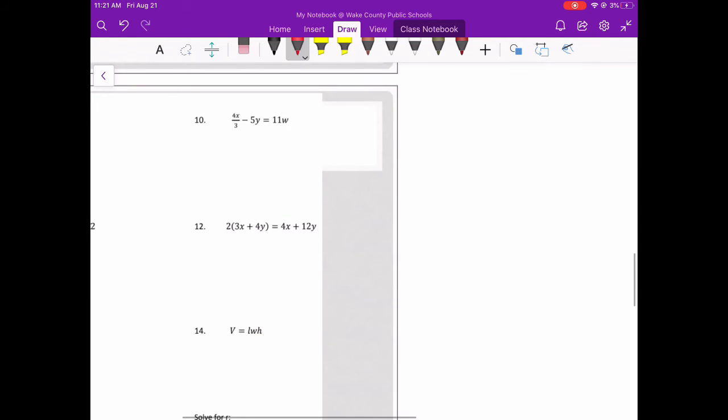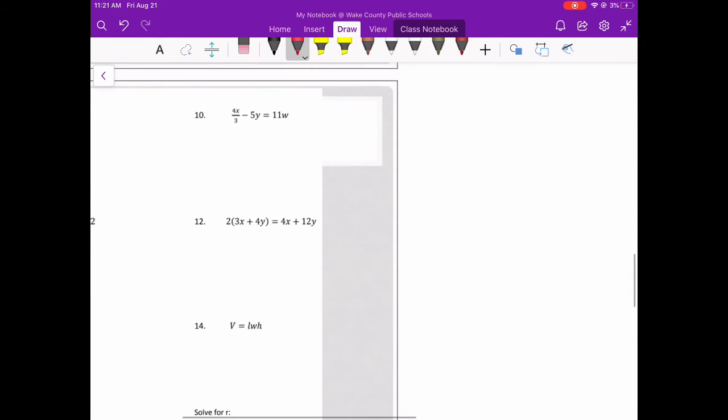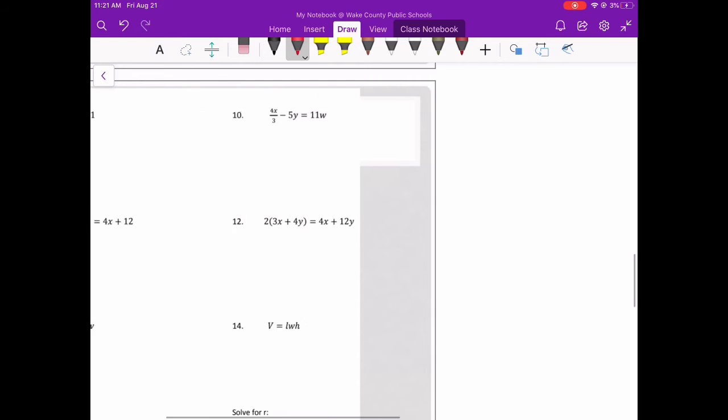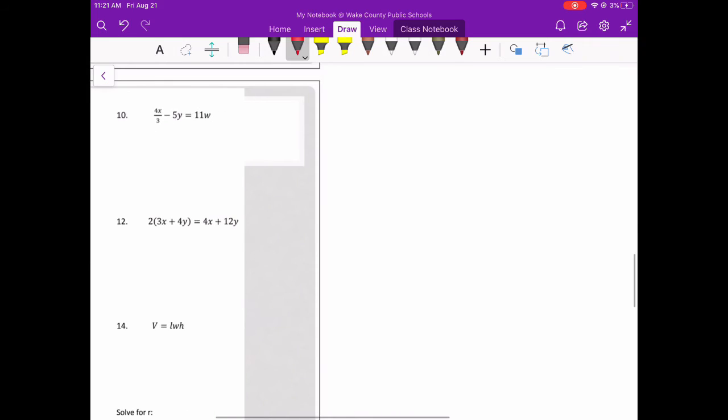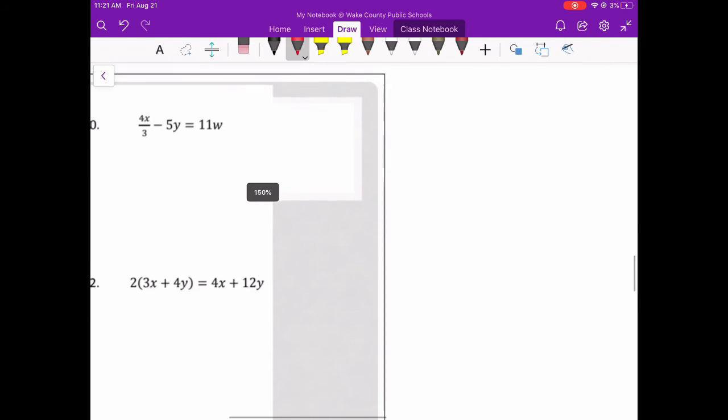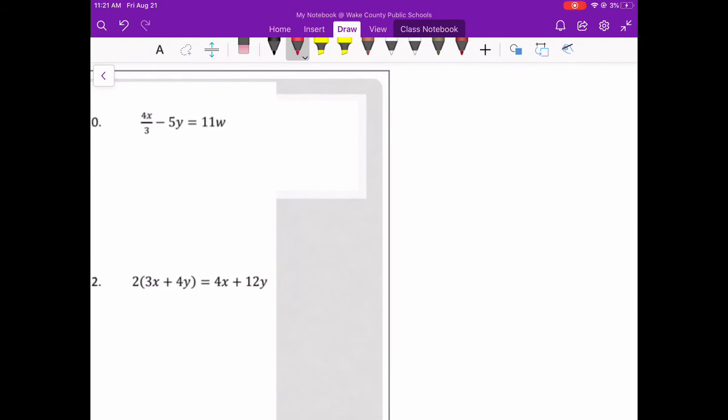What about something like number 12? That looks difficult. Actually, let's do 10 and 12. Now we want to solve for x for both of these, so let's just focus on 10 for right now. All right, and we'll do all the work out here to the right. So right away, that fraction grabs my attention, and I don't like it.